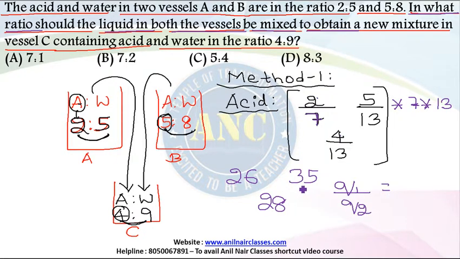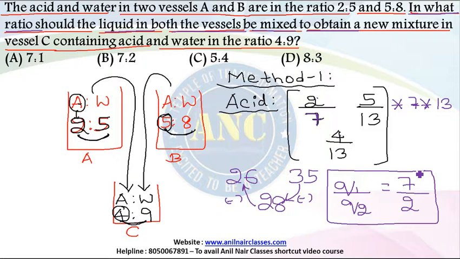It says that it is P2 minus P. It is 35 minus 28, which is 7, divided by P minus P1, 28 minus 26, which is 2. In what ratio should you mix the liquids from vessel A and vessel B? You should mix them in the ratio 7:2. That should be the answer, which is nothing but option B.